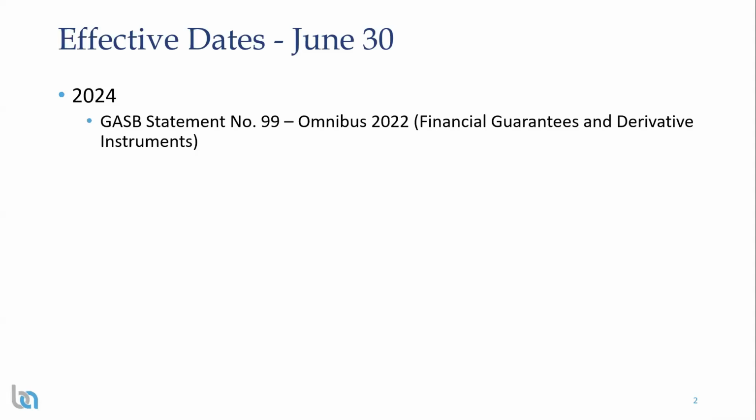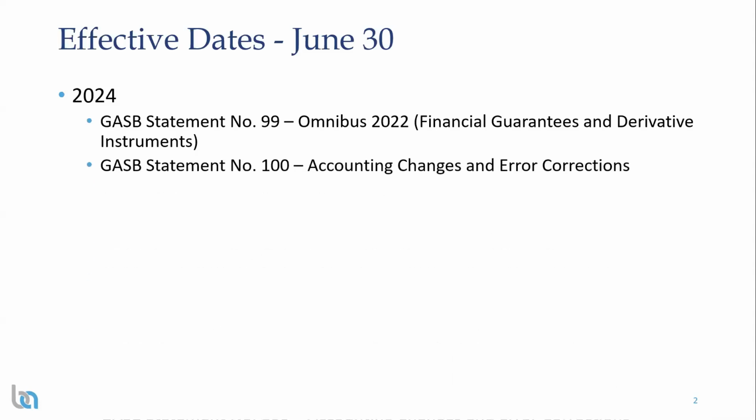I'm not going to spend any time on it because I don't really believe that is applicable to most of you. But I just wanted to remind you that that's the last piece of GASB 99 that is due to be implemented in 2024. GASB 100 is really the one that you're dealing with this year: accounting changes and error corrections. It's a fairly simple one. We will spend some good time talking about it, but it is not really that complicated.